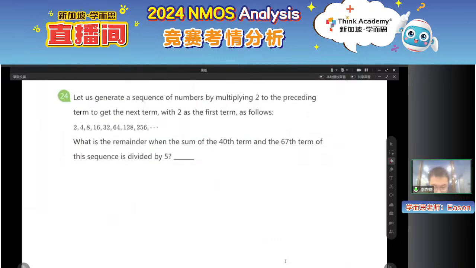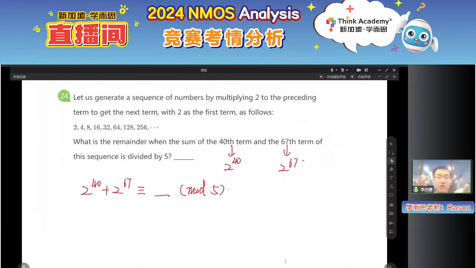Then question 24, right? It says this is a geometric sequence. The sum of the 14th term and the 67th term of the sequence divided by 5. So actually, the 14th term is 2 to the power of 40, right? And this is 2 to the power of 67. So you want to find the remainder when divided by 5.